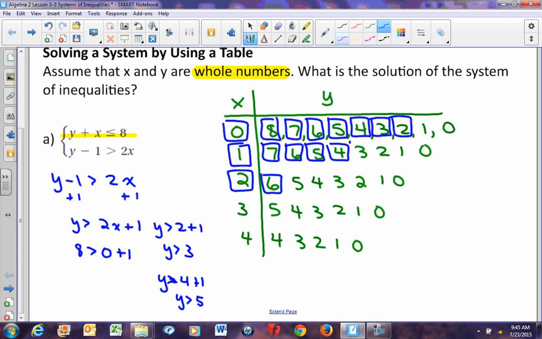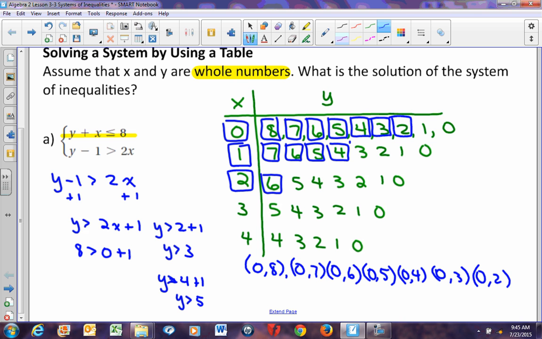So these are the solutions. All the things that I've boxed in blue are my solutions to the system, and I would write them as coordinate pairs. So my possible solutions are (0, 8), (0, 7), (0, 6), (0, 5), (0, 4), (0, 3), (0, 2), (1, 7), (1, 6), (1, 5), (1, 4), and (2, 6).